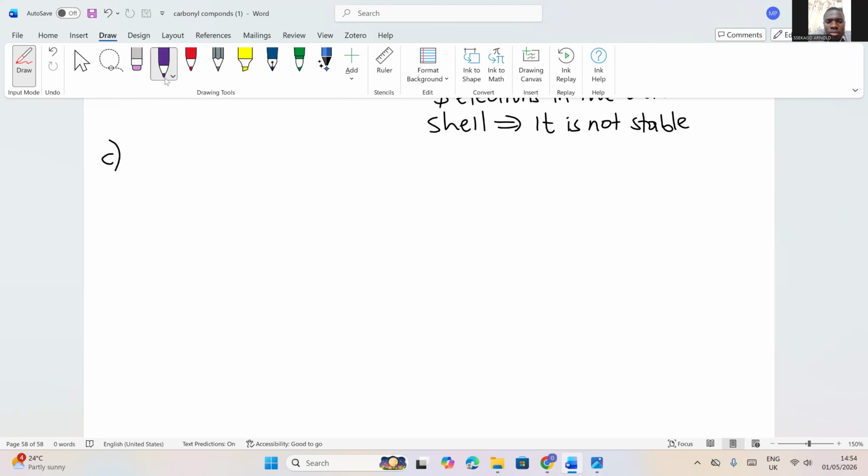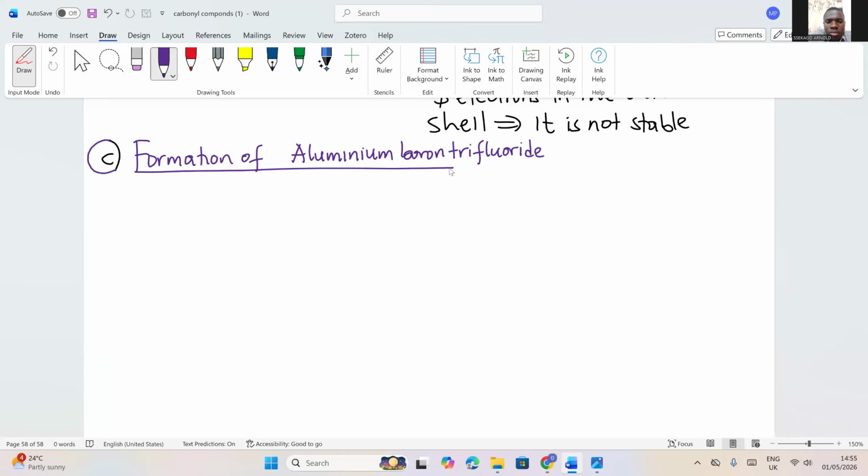Now, having explained the Octet Rule, I work out another example on dative covalence. So this is part C. We saw part A and part B. So part C is formation of ammonia boron trifluoride.